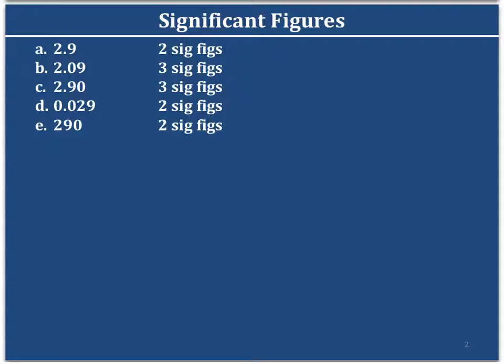Here I have 5 different numbers, and I've listed how many sig figs each of the numbers have. So take a minute and just kind of pause the video, think about why did I say that B has 3 sig figs and that C has 3 sig figs, but E only has 2. So think about that, and then we'll go through the rules for significant figures.